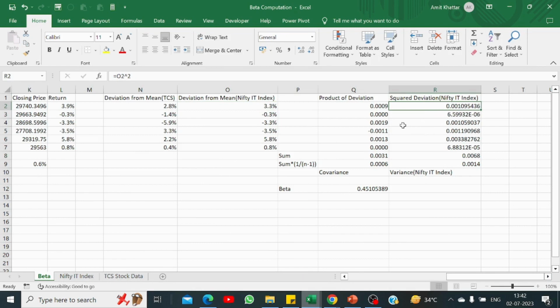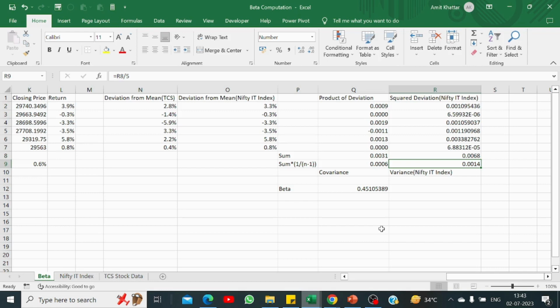After I have determined the product of deviation as well as the squared deviation for the index, I've taken the summation of both using the sum function, and I have divided it by n minus 1. So n being the number of entries. So this is for 6 months. 6 minus 1 becomes 5. Right? Once I have determined these two values in cell Q9 and R9, cell Q9 basically represents the covariance and cell R9 represents the variance with respect to the Nifty IT index.